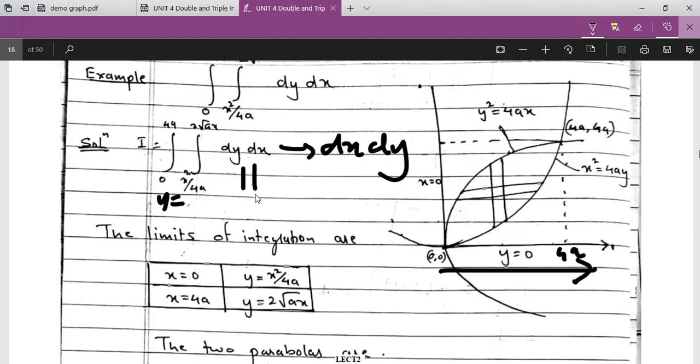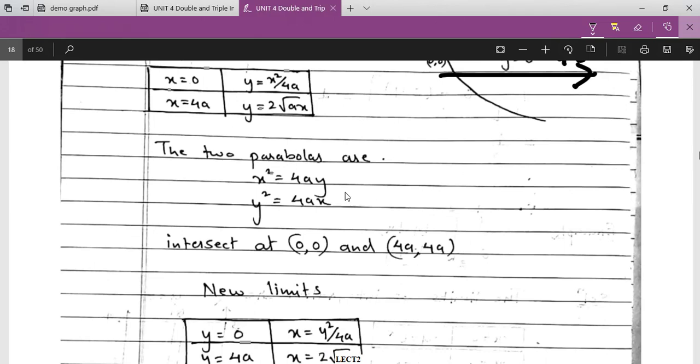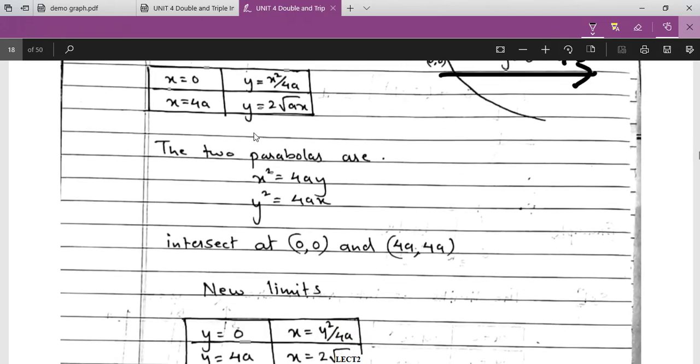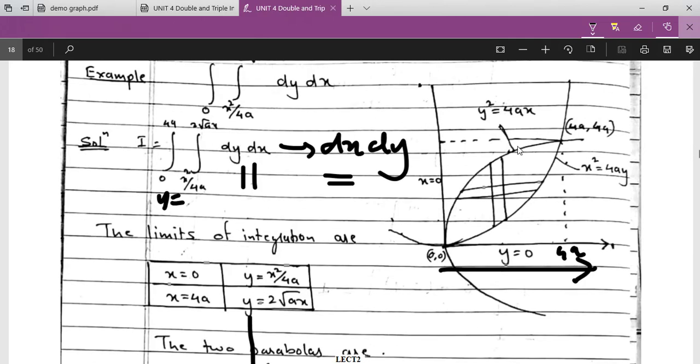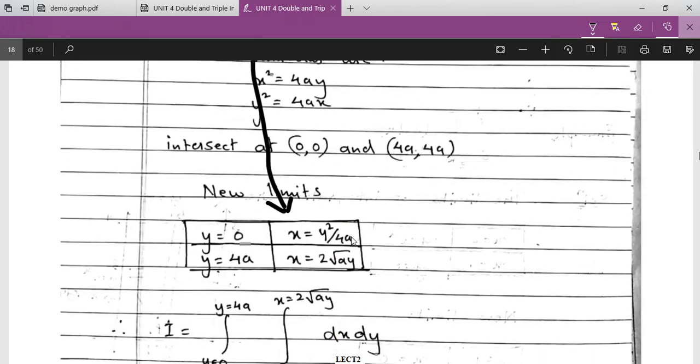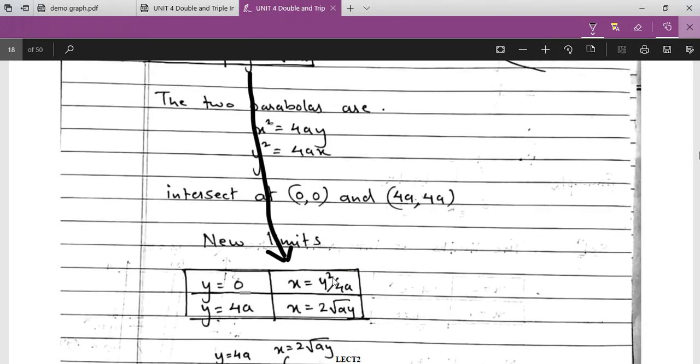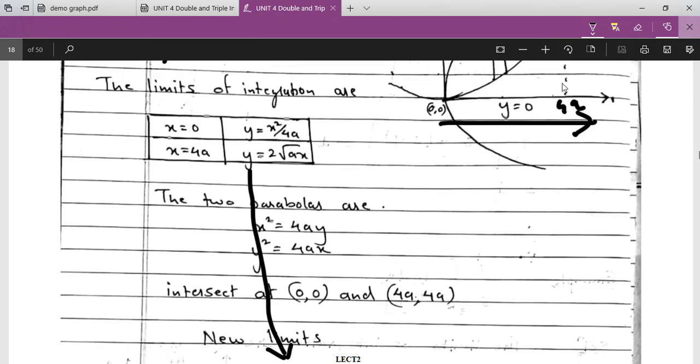So first you have taken a vertical strip, now you have to consider a horizontal strip. Now for the change of integral, see here, I need to write x in terms of y. In this equation, how can you write x in terms of y? So x is equal to y square divided by 4a.